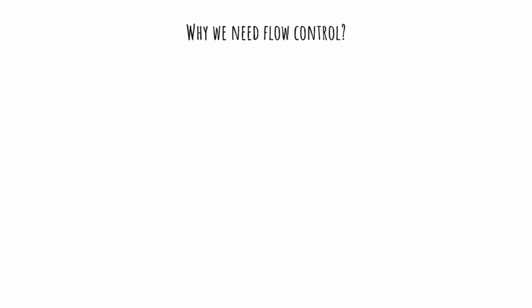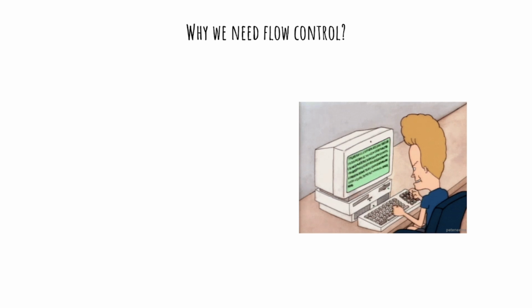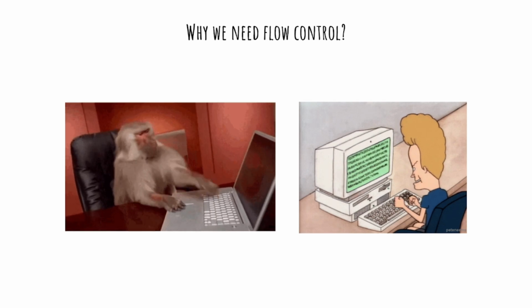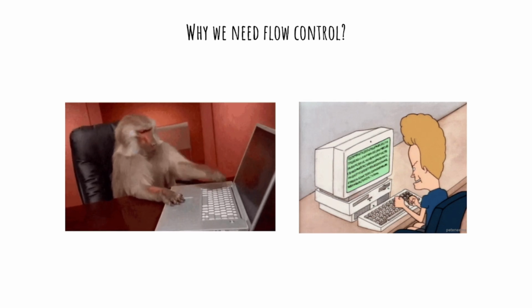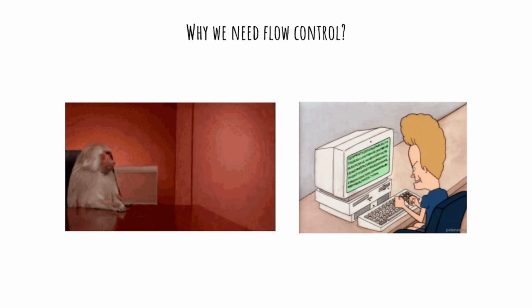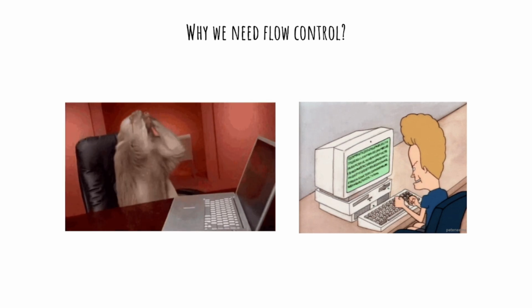So, why do we need flow control? Suppose a person is typing and sending messages very quickly, but the one who is receiving is kind of slow. So he's not getting what the sender is trying to say, and you know what happens.